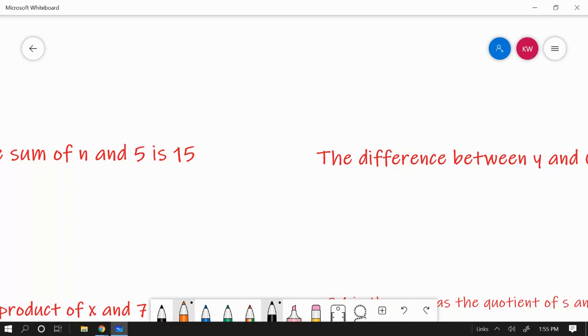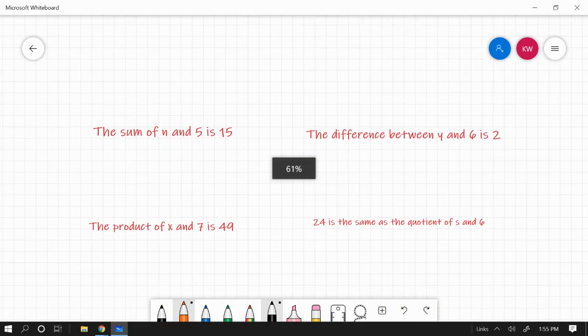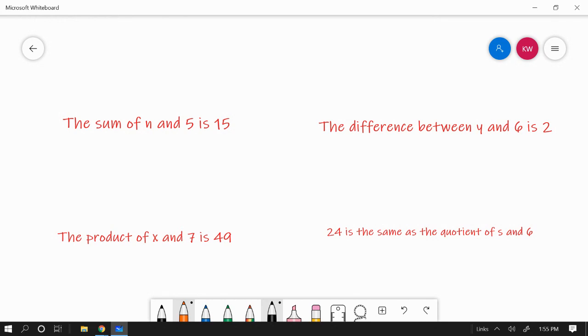So here's some examples of sentences that we would want you to write in math form. So these are in sentence form, and we would want you to write the equation. So let's look at this first one. It says, the sum of n and 5 is 15. Well, let's take a look at some of those important words. We have sum, we have is, and then we've got n, 5, and 15.